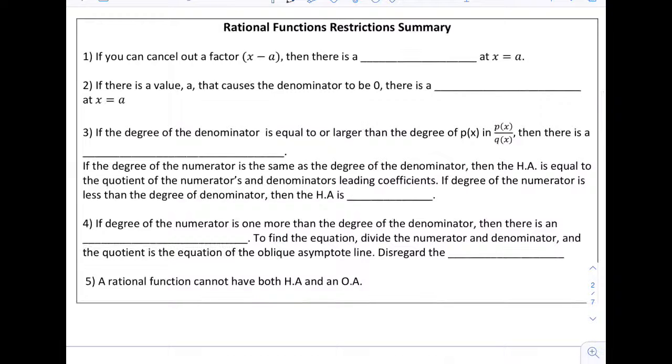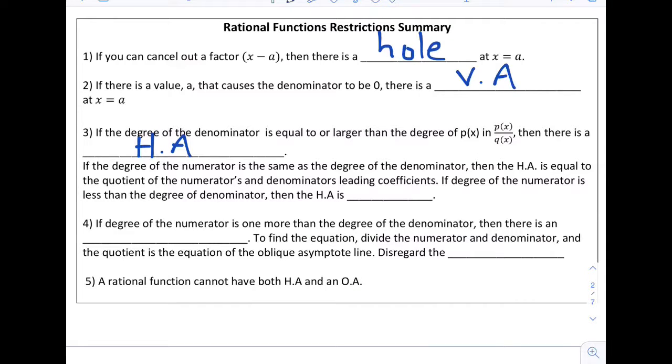Rational functions and the restrictions that they have. If you can cancel out a factor, x minus a, well, what's created in that case? We have a hole in the graph. If there is a value a that causes the denominator to be 0, after we've canceled out all of our holes if they exist, there is a VA, vertical asymptote, at x is equal to a. If the degree of the denominator is equal to or larger, so that means the bottom is equal to or bigger than the top, then there is a horizontal asymptote.